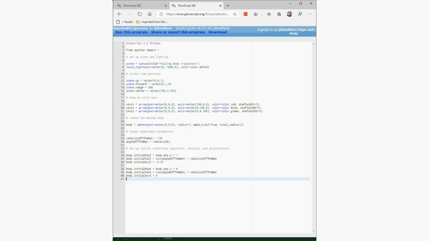the initial X position is 0. X velocity is the cosine of the angle times the velocity off the bat. And there is no X acceleration, so I'm not accounting for air resistance. And then the Y position is 0, the Y velocity is 0, and the Y acceleration is 0. I'm not going to use the Y axis, even though this will be displayed in three-dimensional space. Now, if I wanted to hit this to center field, I would have an X component and a Y component of the velocity, and I would divide the two up. But I'm going to hit this down the first baseline.